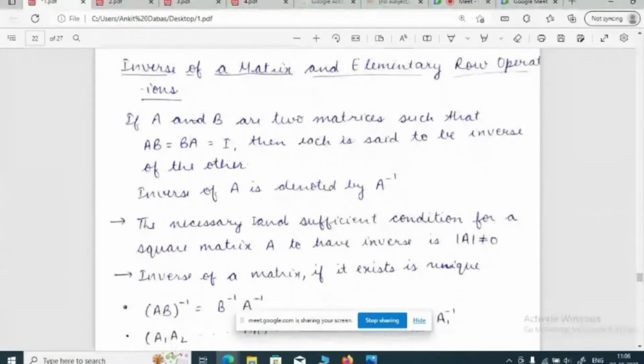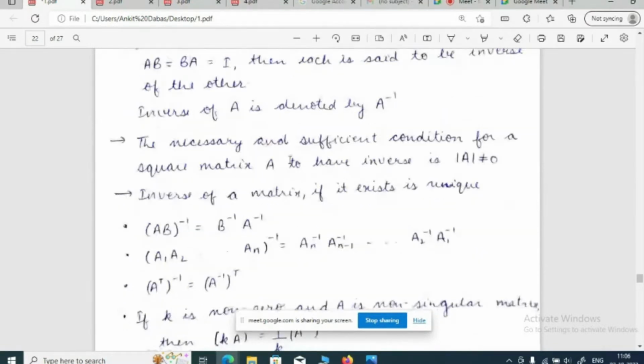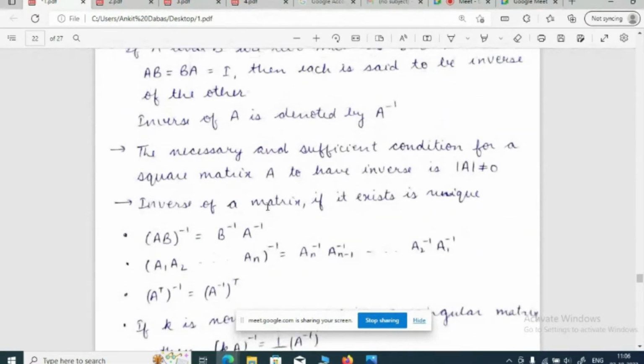This is the inverse of a matrix that we defined earlier: a matrix B is said to be the inverse of a matrix A, or we can reverse their roles, if AB is equal to BA is equal to identity. And the necessary and sufficient condition for a square matrix A to have an inverse is that it should be non-singular. Determinant of A should not be equal to 0.